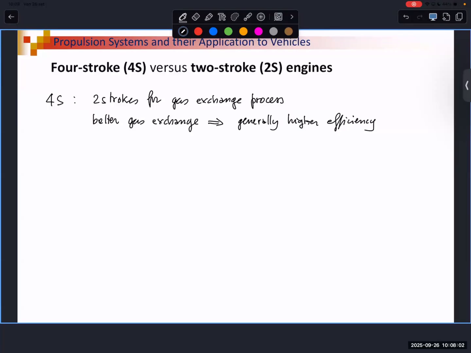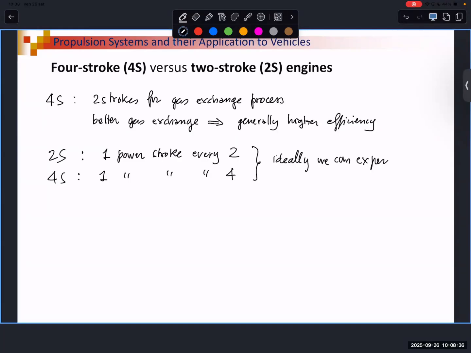On the other side, for the two-stroke engine, we have one power stroke every two, while for a four-stroke, there is one power stroke every four. So it means that ideally, we can expect double power for a two-stroke engine with the same displacement.